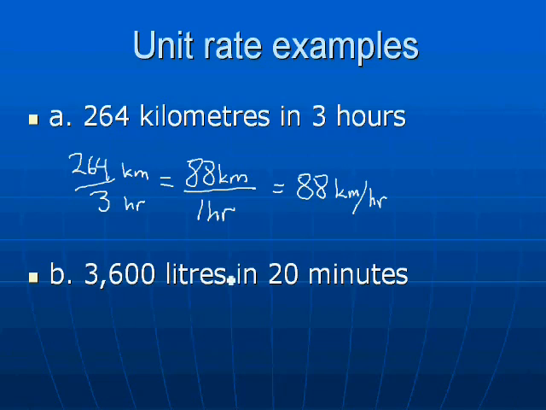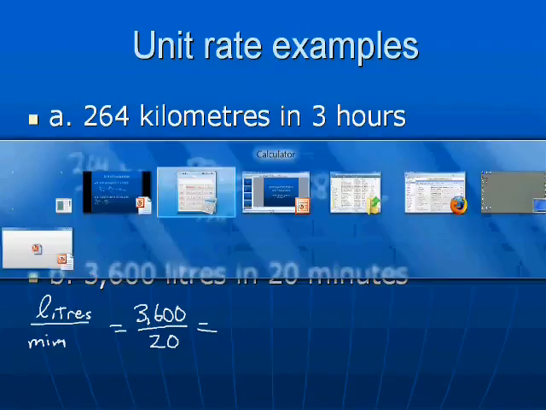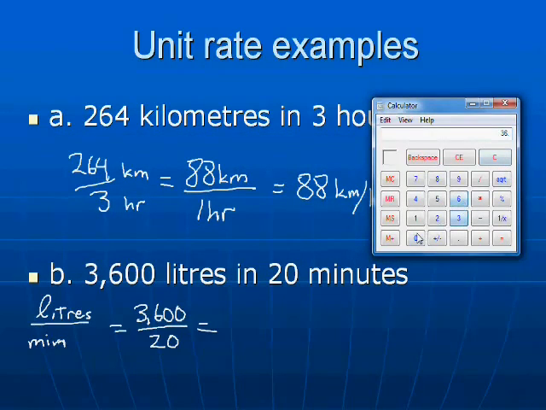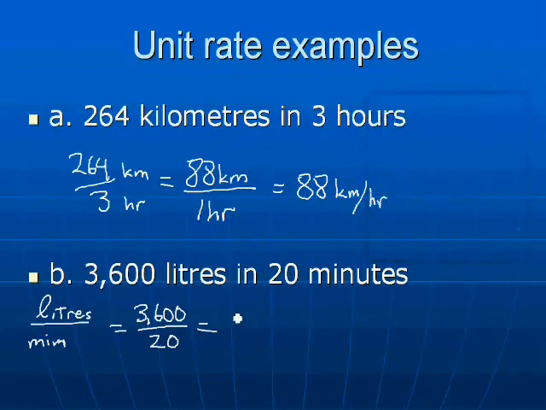Same thing if we have 3,600 liters in 20 minutes. So what we're going to be looking at is liters over minutes, which would be 3,600 divided by 20. And again, going to use our calculator. 3,600 divided by 20 equals 180. So that's the same as saying 180 liters over 1 minute, or 180 liters per minute.